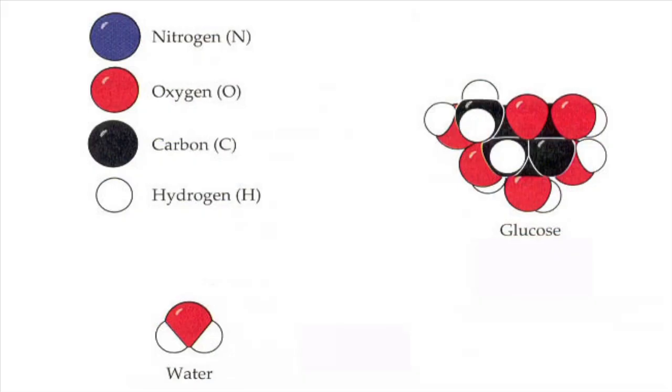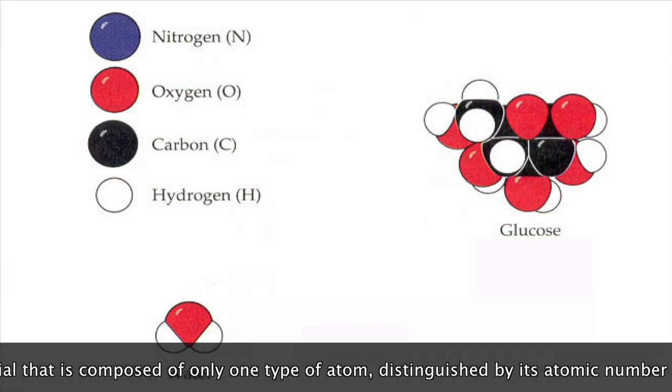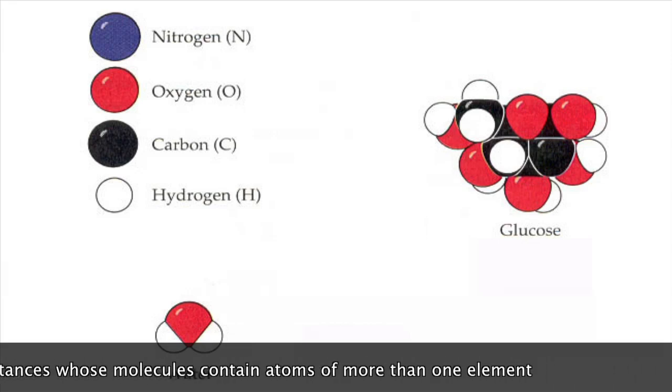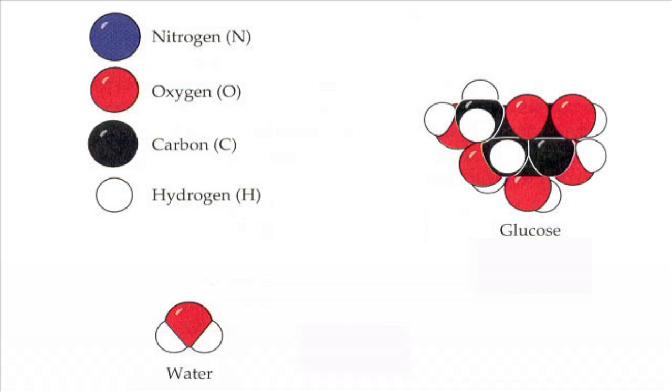We're going to start with the most basic building blocks of Earth materials. They're elements and compounds, right? An element is any material that's comprised of only one type of atom, and it's distinguished by its unique atomic number. A compound is a substance whose molecules contain atoms of more than one element. So here what's shown are oxygen, carbon, and hydrogen atoms. Remember, an atom is the smallest component of an element, having the chemical properties of that element.